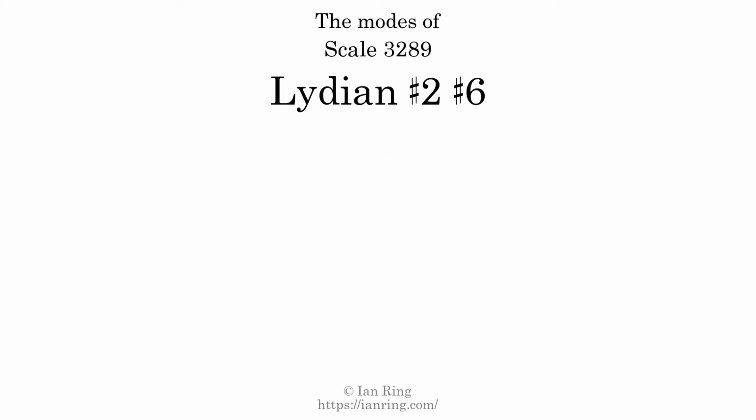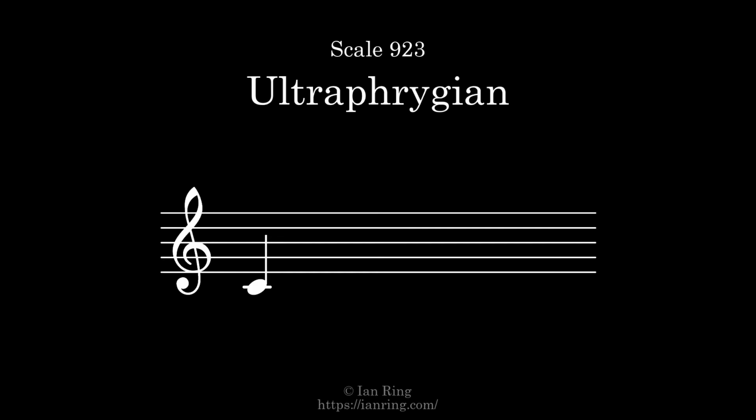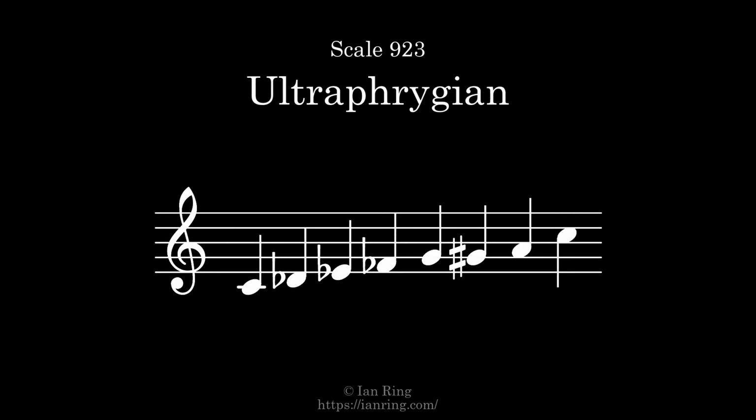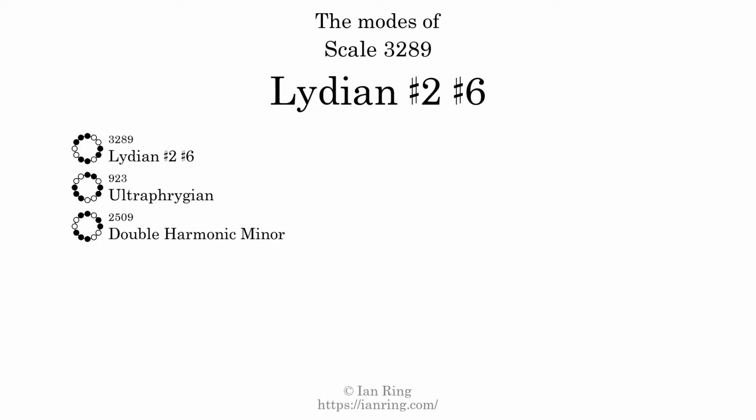This scale has 7 modes. The first mode is itself. The second mode is scale 923, also known as ultra-Phrygian. It sounds like this. The third mode is scale 2509, also known as double harmonic minor. It sounds like this.